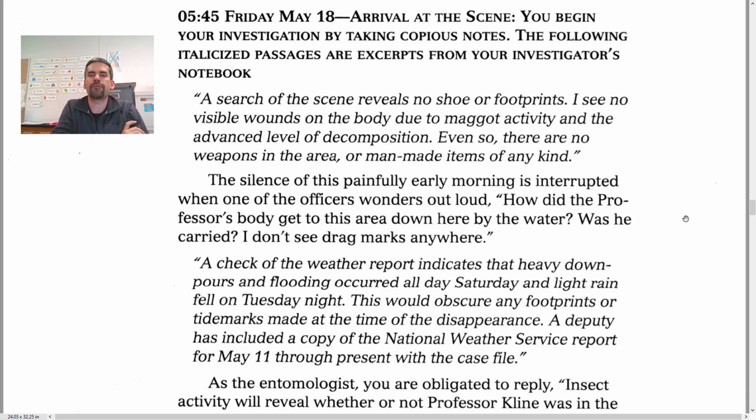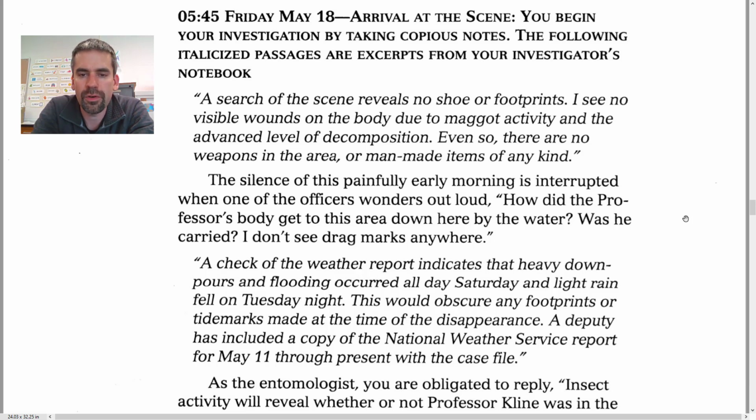5:45, Friday, May 18. Arrival at the scene. You begin your investigation by taking copious notes. The following italicized passages are excerpts from your investigator's notebook. A search of the scene reveals no shoe or footprints. I see no visible wounds on the body due to maggot activity and the advanced level of decomposition. Even so, there are no weapons in the area or man-made items of any kind.